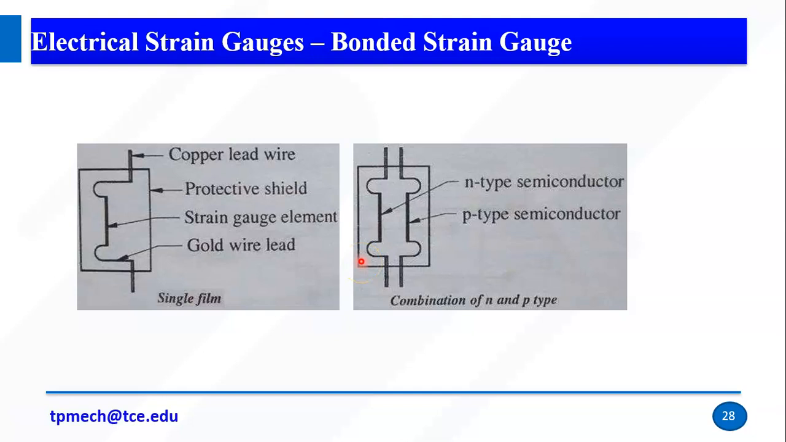If it has only one film, we can say single film. If it has multiple beams, we can say multiple beam. So one is tensile, another one is compressive. It is nothing but one is tension, another one is compression. Sorry, one is P type, another one is N type.